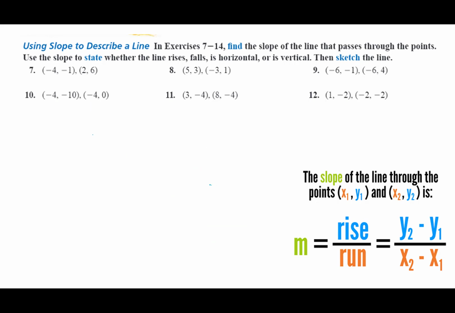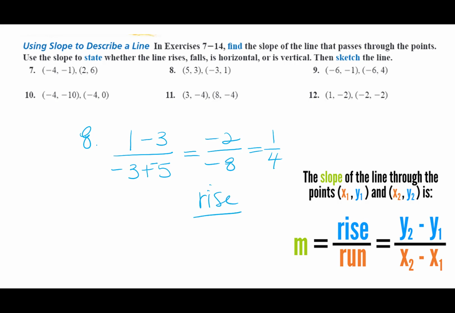Okay, take a look at number 8. This will be 1 minus 3 over negative 3 minus 5. 1 minus 3 is negative 2. Negative 3 minus 5, let's add the opposite. So that's negative 3 plus negative 5, which is negative 8. A negative 2 divided by negative 8 simplifies to a positive 1/4. And so this is a positive slope, which is going to rise from left to right.